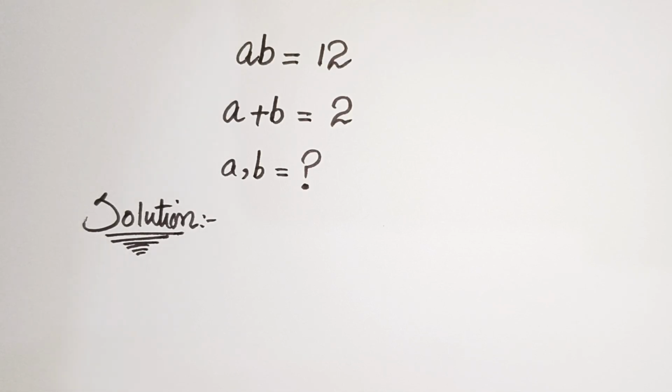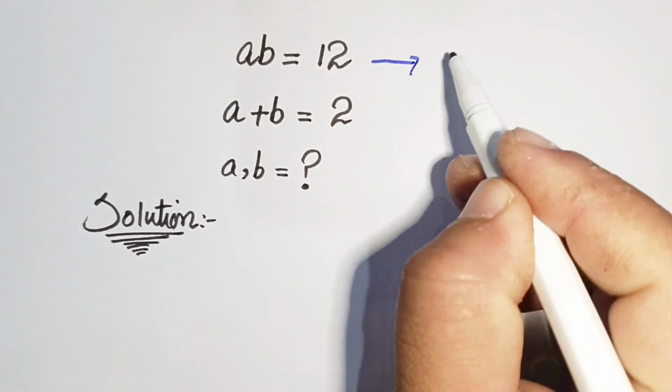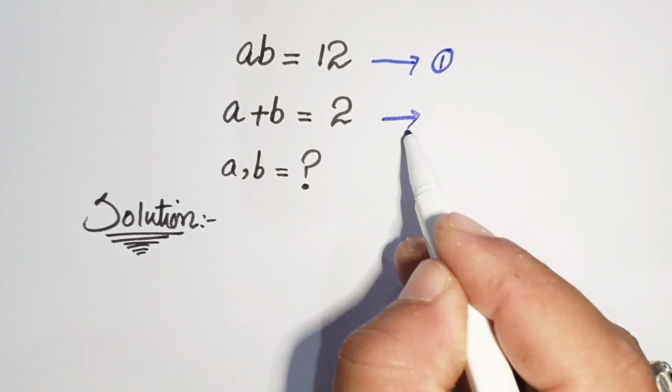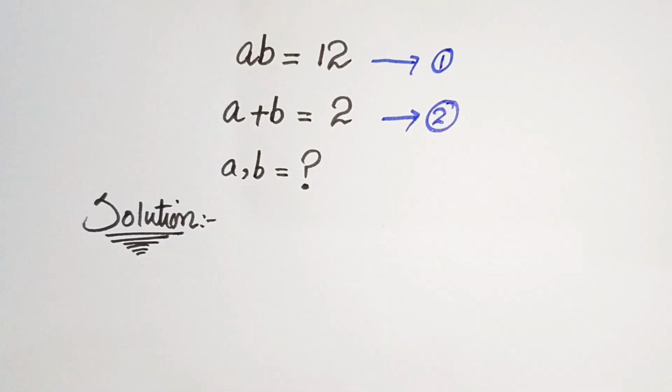Today our question is a times b is equal to 12. It is our equation 1. And a plus b is equal to 2. It is our equation number 2. So we have to find the value of a and b here.